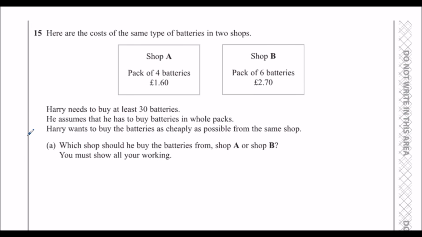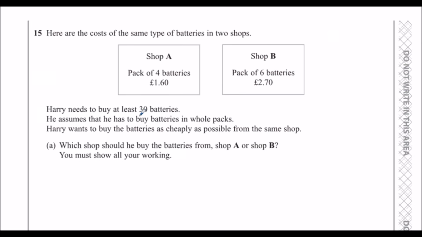Question 15. Here are the costs of the same type of batteries in 2 shops. So shop A, a pack of 4 batteries is £1.60. In shop B, a pack of 6 batteries is £2.70. Harry needs to buy at least 30 batteries. He assumes that he has to buy them in whole packs. He wants to buy the batteries as cheaply as possible from the same shop. Which shop should he buy the batteries from? Shop A or shop B?